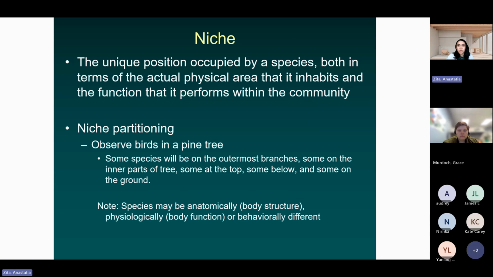Another important thing to talk about within a particular ecosystem is that you might have a species that occupies a specific niche. Niches are different food sources, certain habitats, and even elevations. A good example here is a pine tree with different birds. Some birds might be more suited to living on the outermost branches. Some larger birds like hawks and eagles would nest at the top, and some birds like woodpeckers would be in the inner parts of the tree, and some even on the ground, like robins that usually look for bugs and worms in the dirt.